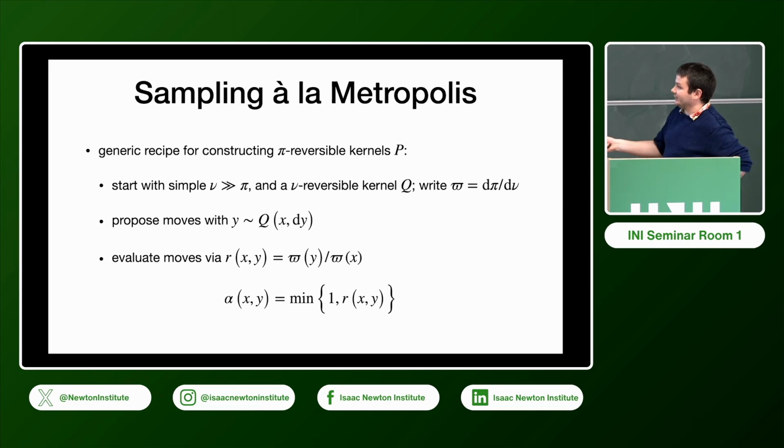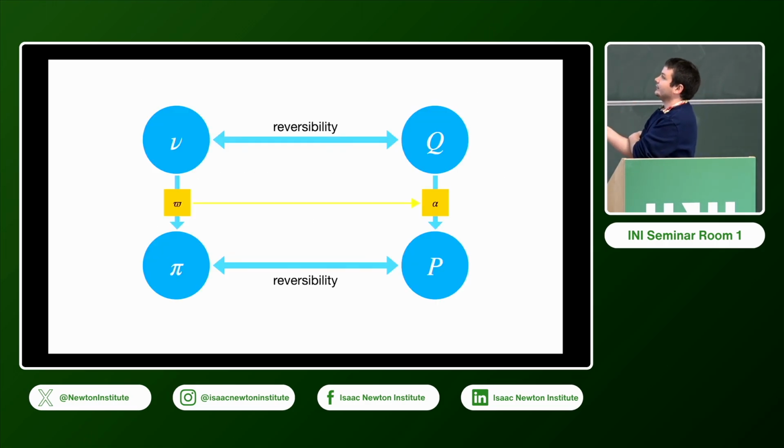With this probability, specifically the minimum of 1 with this ratio, we make the move, otherwise we do not. This will be familiar to many people, but I want to be explicit about this notion of a Metropolis kernel. That's still very generic. Let's get down to it and give the schematic here.